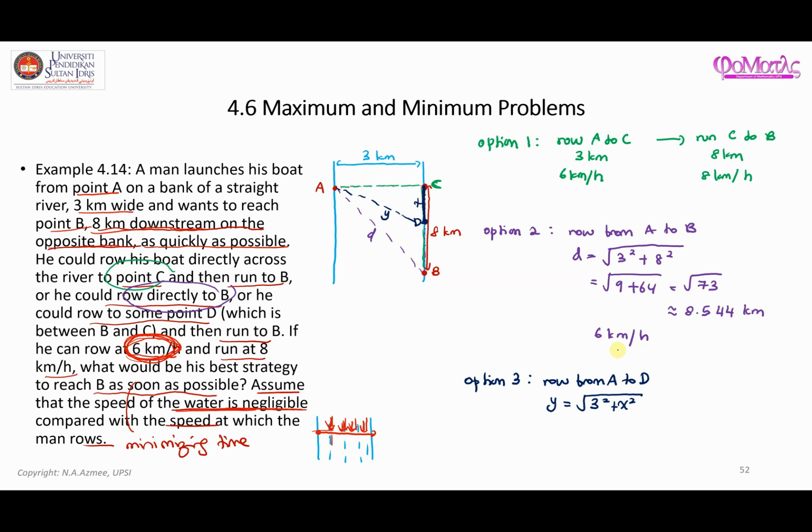Now the speed of rowing is 6 kilometers per hour. Next, after he reaches point D, he's going to run from D to C. The distance of running from this point to this point is going to be 8 kilometers minus x, where x is the distance from C to D. He will be doing that with a speed of 8 kilometers per hour. That is all the information you can get from this example.